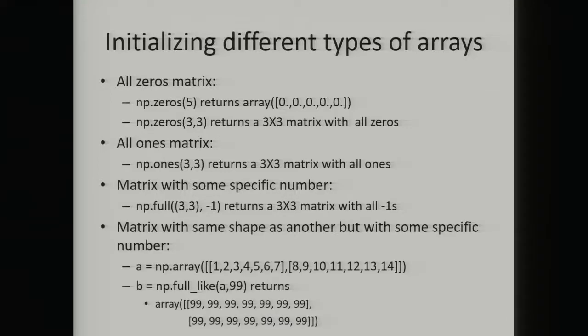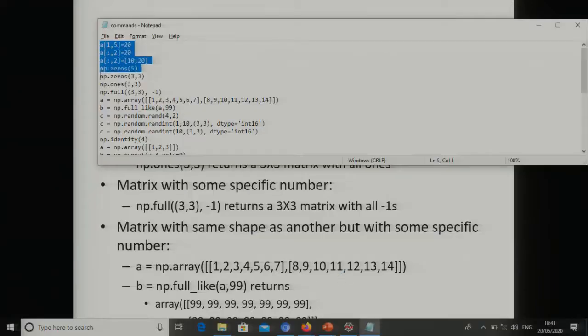And the fourth way is to create a matrix with the same shape as another but with some specific value. For example, the shape of A is 2 by 2. Okay, look at this. A equal to np.array. Let us create it first quickly.